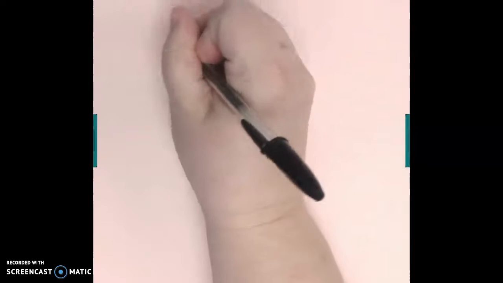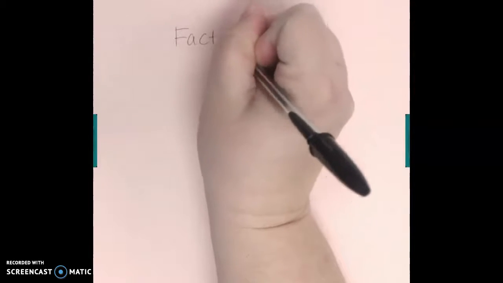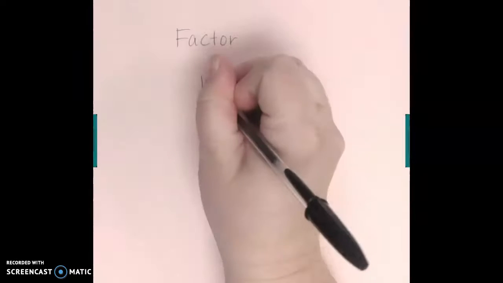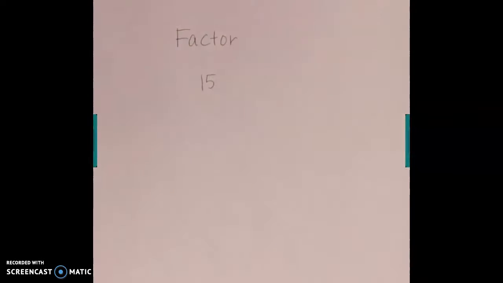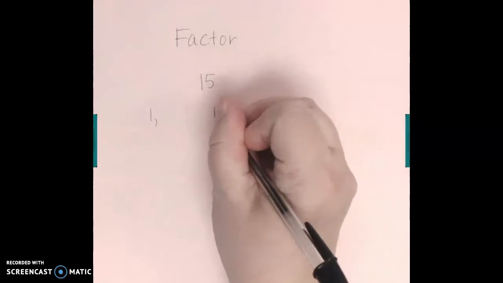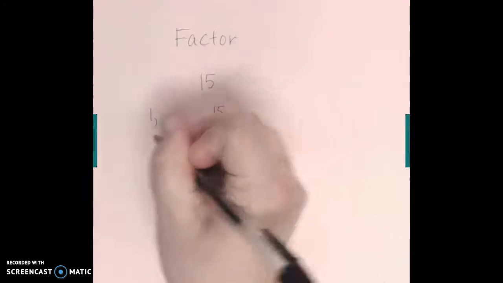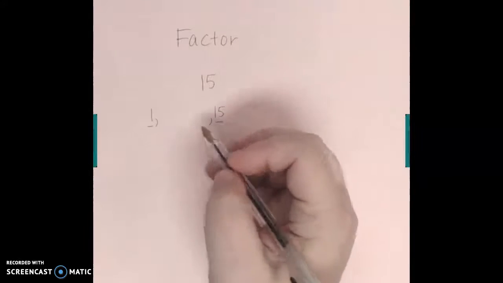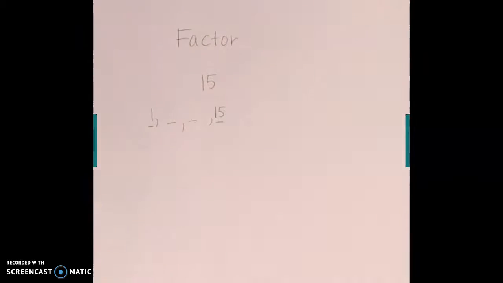So a factor. Factors are numbers that you multiply together to get another number. If we know the number, we can figure out its factors. One of the factors of a number is always 1 and itself. So 1 times 15 is 15.